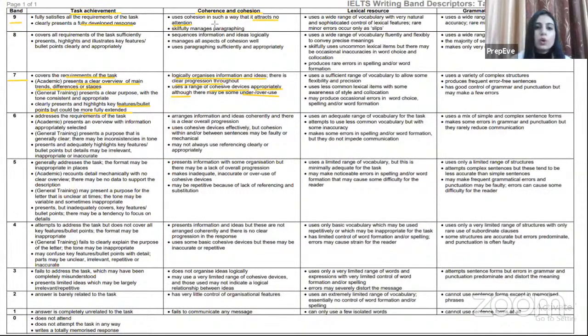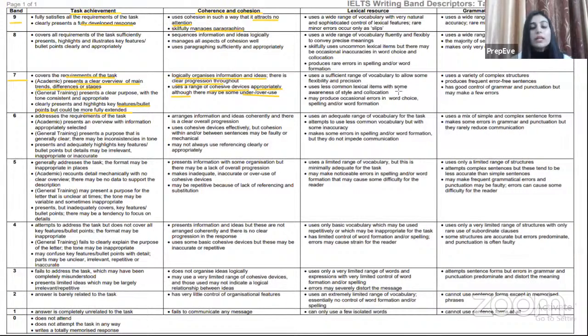And for coherence, they've given this in the 9-band score: skillfully manages paragraphing, which means you should know how to organize your ideas and when to change from one paragraph to the other. Any doubts here? Coherence, cohesion? I'll quickly give you the connectors also, some basic ones.